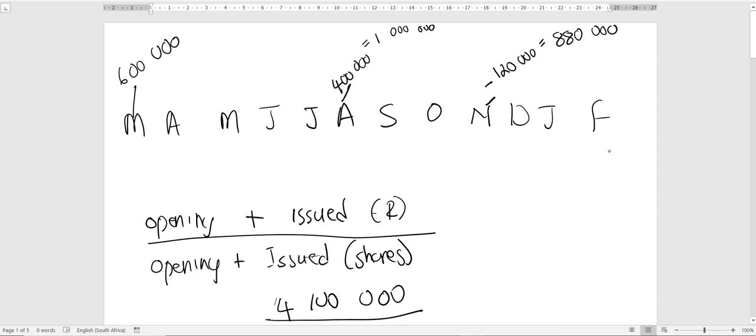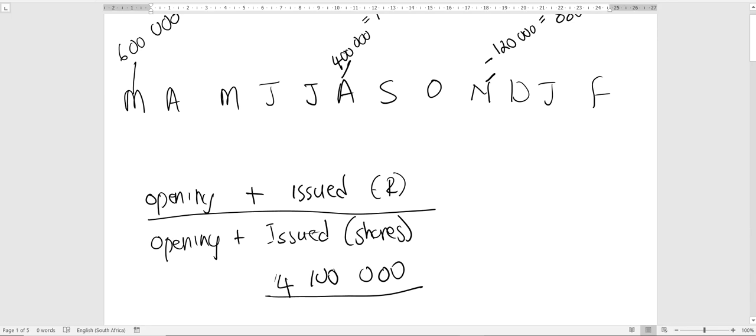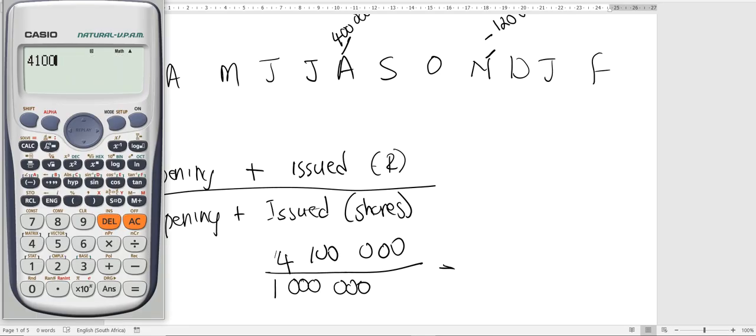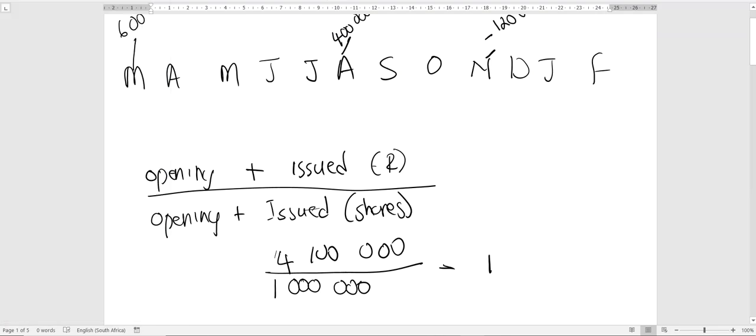Okay, so now in this case, when we look at the number of shares before the repurchase, the number was still 1 million. So we'll divide by 1 million, because it will be that opening 600 plus the 400 of the newly issued. So if you divide this 4,100,000 by 1 million, it will give us 4.10. So our answer would be 4.10. This is the average price.